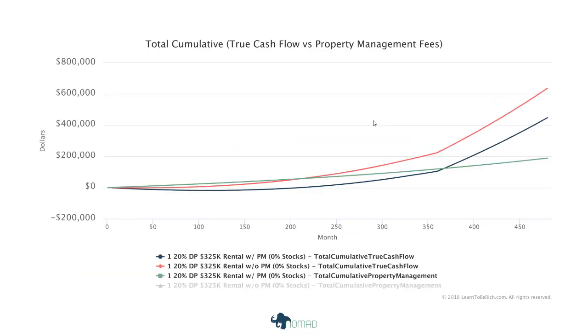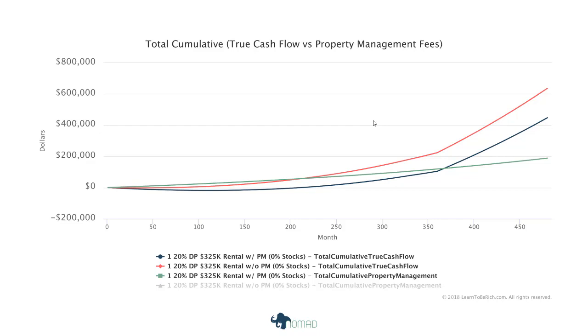All right. So this then shows you the cumulative amount you paid in property management and the cumulative amount of true cash flow with property management. So the green line is how much you've paid cumulatively for property management over the time. The blue line is how much you've collected in cash flow with property management over time. And so it takes you to month almost 360, it looks like, before you've actually collected more cumulative cash flow, whether that's negative or positive, than you've actually paid out in property management fees.